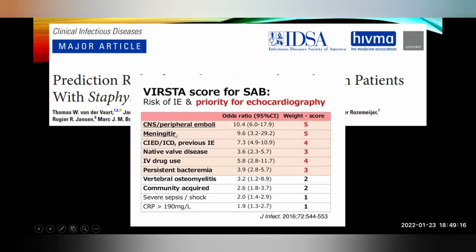So, that could be your patients having CNS or peripheral emboli, or any meningitis. This is all I'm talking about Staphylococcus aureus meningitis.